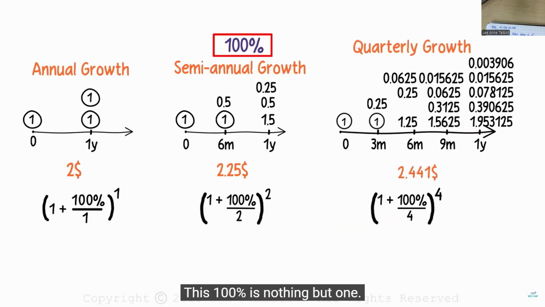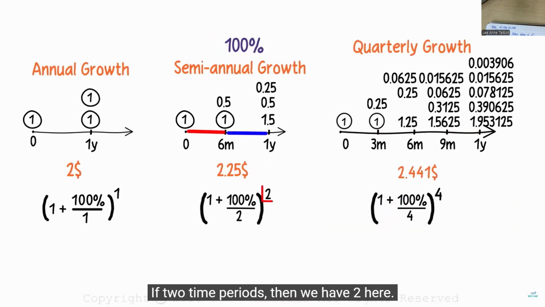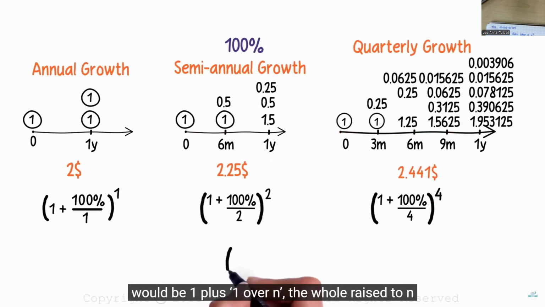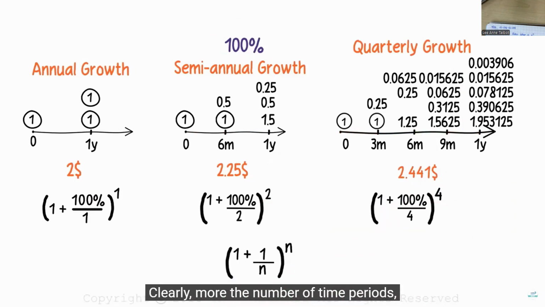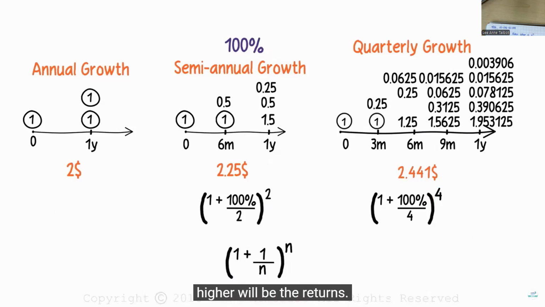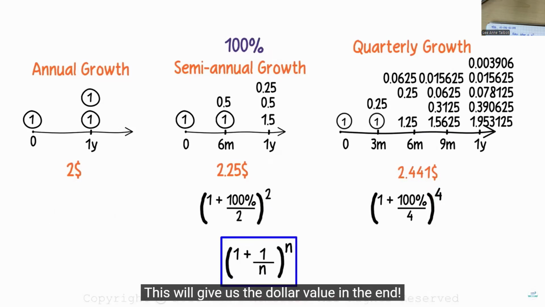The 100% is nothing but 1. If 2 time periods, then we have 2 here. If 4 time periods, then 4 here. So the formula for n time periods would be 1 plus 1 over n, the whole raised to n. Clearly, more the number of time periods, higher will be the returns. This will give us the dollar value at the end.